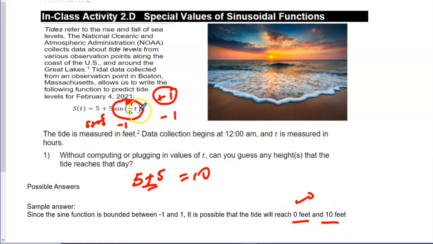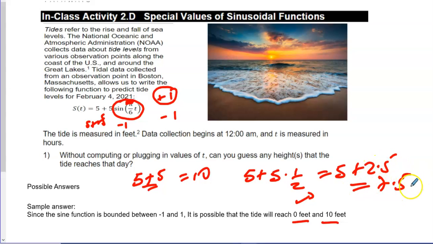Now, if you put t to be a value, or if this part goes to like 0.5 or 1/2, then we are going to get 5 plus 5 times 1/2, which is going to be 5 plus 2.5, which is equal to 7.5 feet. And so we are going to get various answers depending on how you look at this part of the expression.